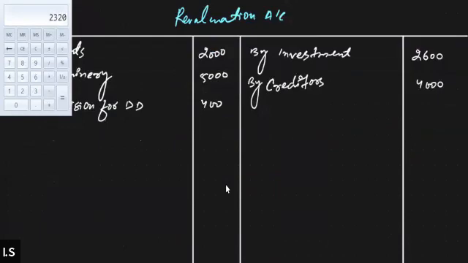All right, we are done with the revaluation account. We just need to find out the balancing figure. You can clearly see the debit side of the revaluation account is greater than the credit side. Debit side is more than the credit side. So for that, we'll first of all total the debit side: 7,400. 7,400 minus 4,000 minus 2,600, we will get 800 as the loss in the revaluation account.